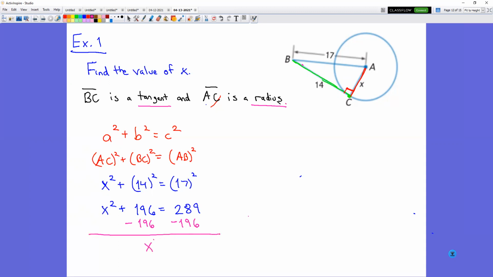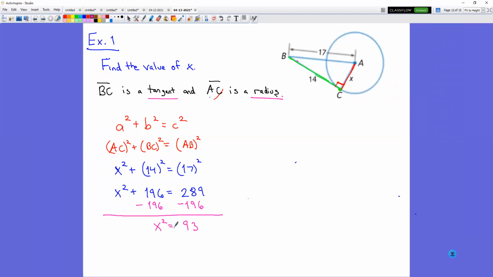And I'm going to have x squared equals 289 minus 196, which is going to be 93. Yes, 93. Okay. And that's x squared. And so now all I have to do is, of course, square root both sides because we're trying to get x by itself. So basically that's going to give me x equals the square root of 93.